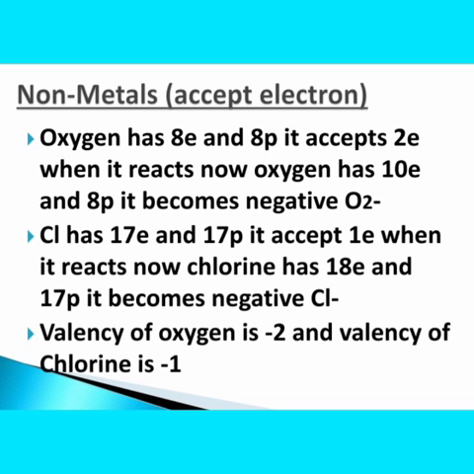Now what happens to the oxygen? It becomes negative, right? Whereas chlorine has 17 electrons and 17 protons. It is going to accept 1. What happens? It becomes 18 electrons and 17 protons. That is Cl minus. So valency of oxygen: how many electrons is it going to accept? It is 2, minus 2. And valency of chlorine, it is accepting 1 electron, that is minus 1.